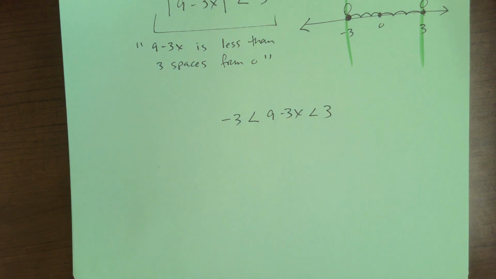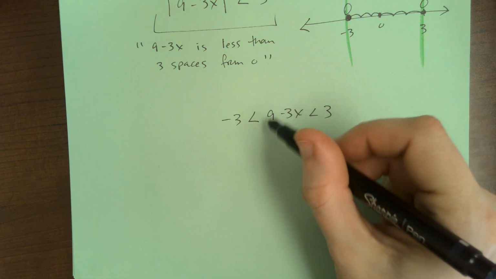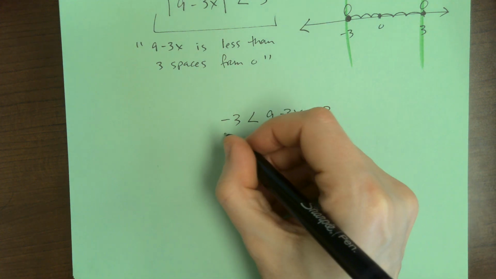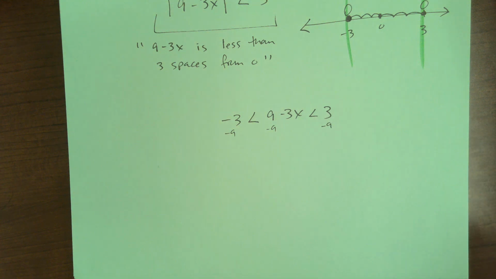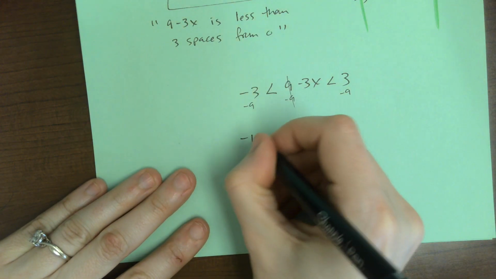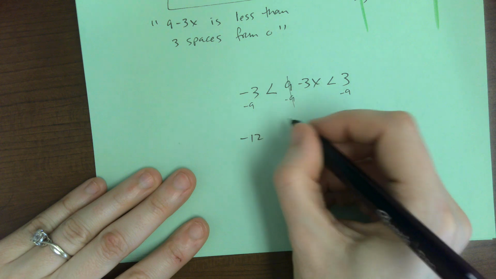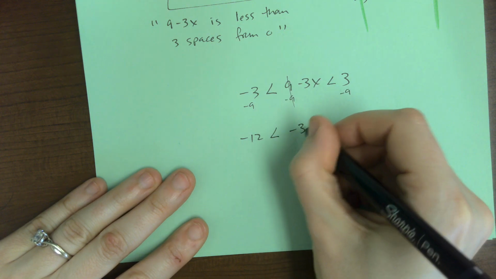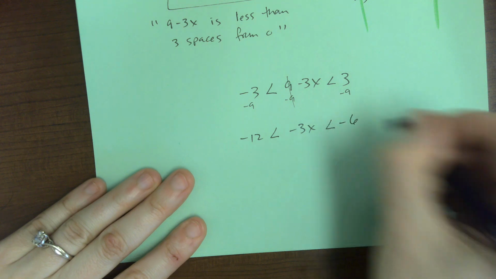Okay, so now I have to solve for this. I want x by itself in the middle. This is a compound inequality. So what would you do to the middle to get x by itself? First, we would subtract 9, and it has to be done to all 3 parts. So negative 12 is less than negative 3x is less than negative 6.